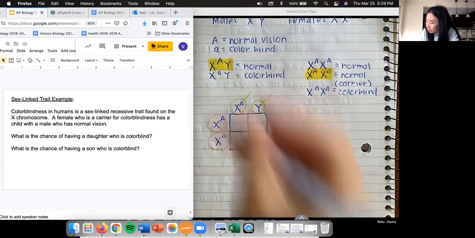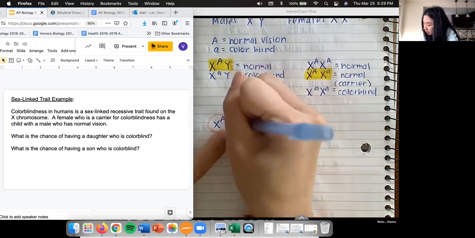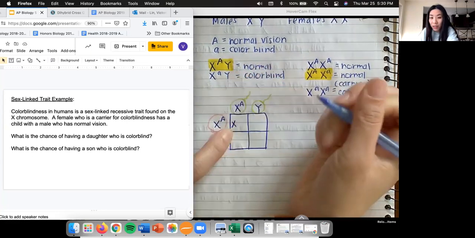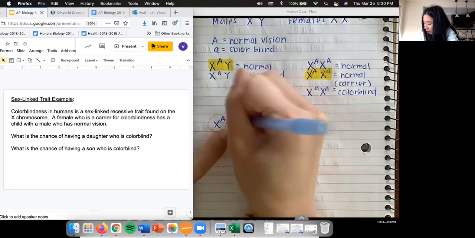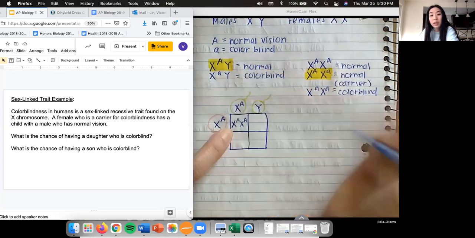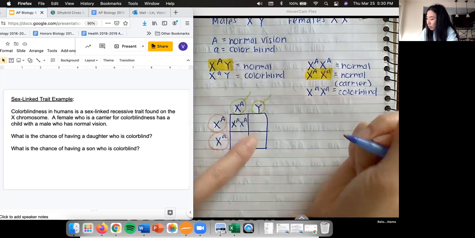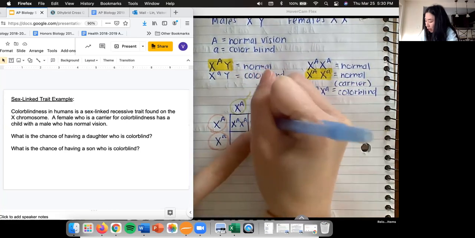All right. So this first individual offspring will be X big A, X big A. The next one right here, X big A and Y.